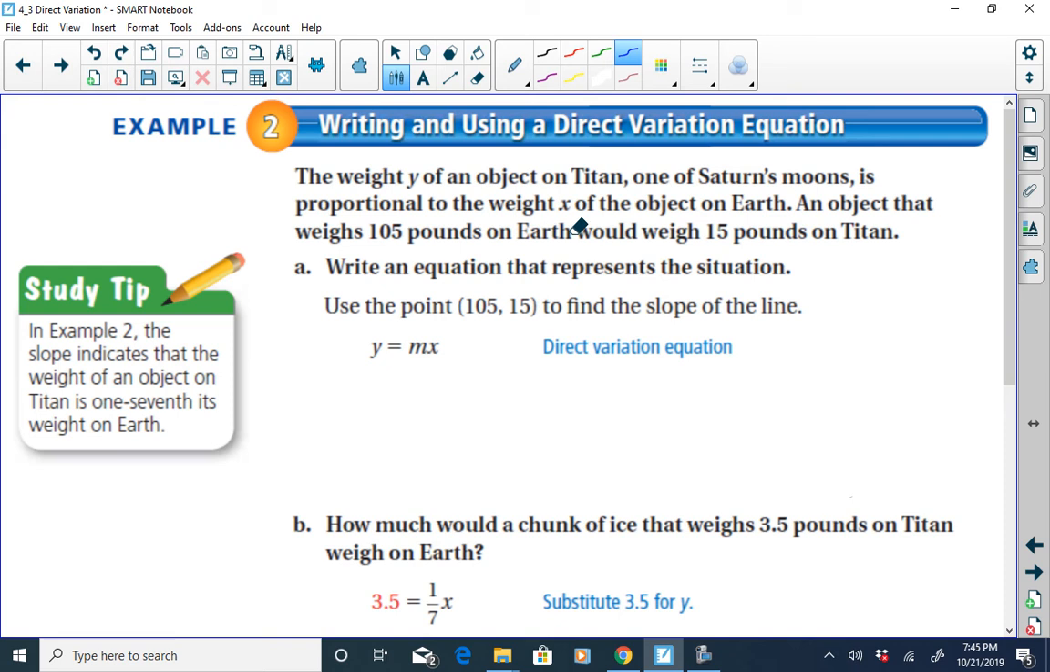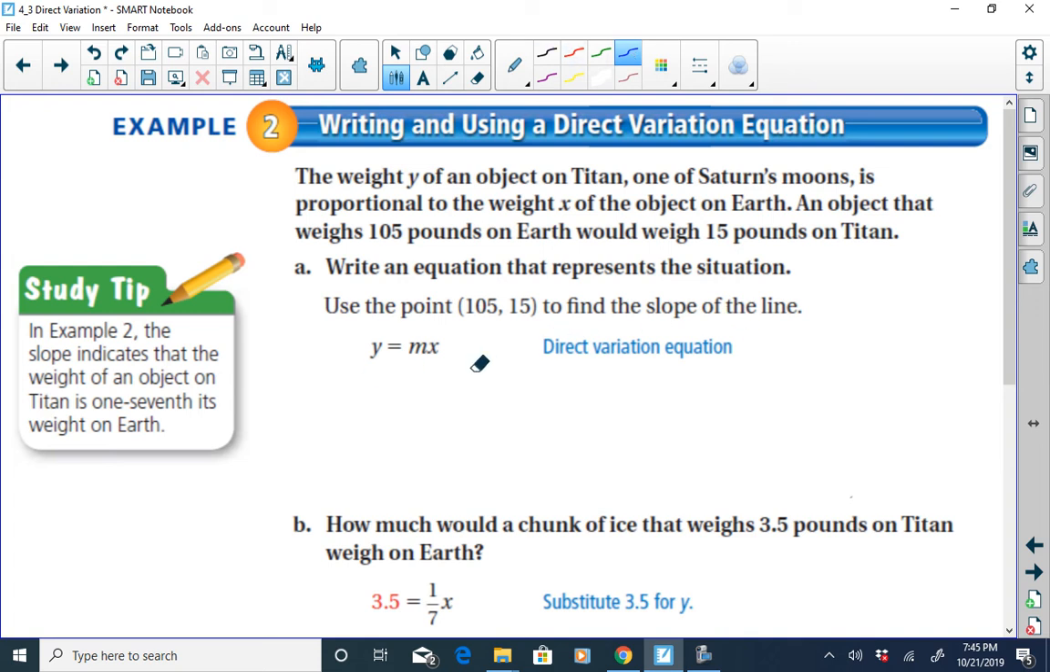Next problem. The weight y of an object on Titan, one of Saturn's moons, is proportional to the weight x of the object on Earth. An object that weighs 105 pounds on Earth would weigh 15 pounds on Titan. Write an equation that represents this situation. Well, we're going to use the point 105, which is the Earth weight, comma 15, which is the Titan weight, to find the slope of the line.